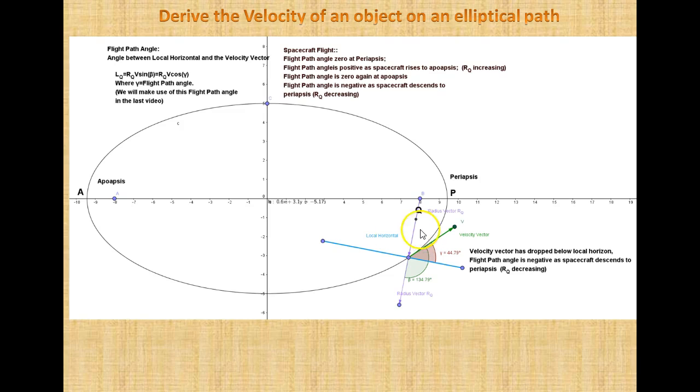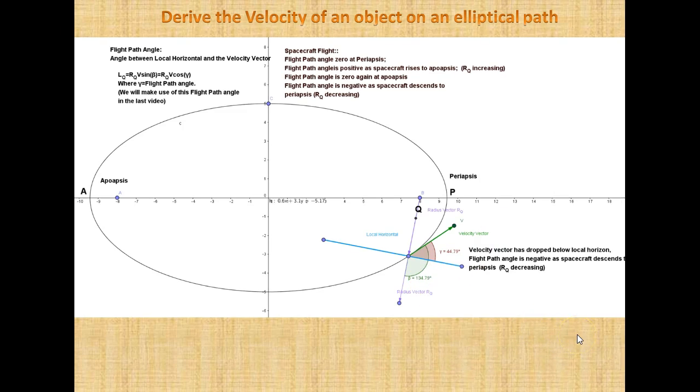Okay, let's continue. Here it is. I made another graph so we can see that. As you can see, the angle between the velocity and the local horizontal is negative here because the velocity has dropped below the horizontal, and RQ is decreasing. So the velocity vector has dropped below local horizontal. The flight path angle is negative as the spacecraft descends to periapsis. RQ is decreasing, or getting smaller. Let's continue.